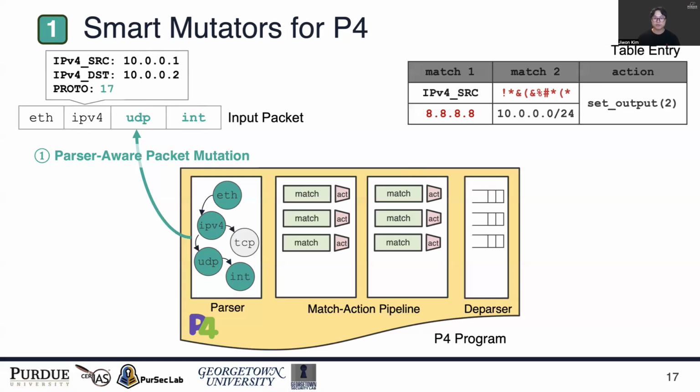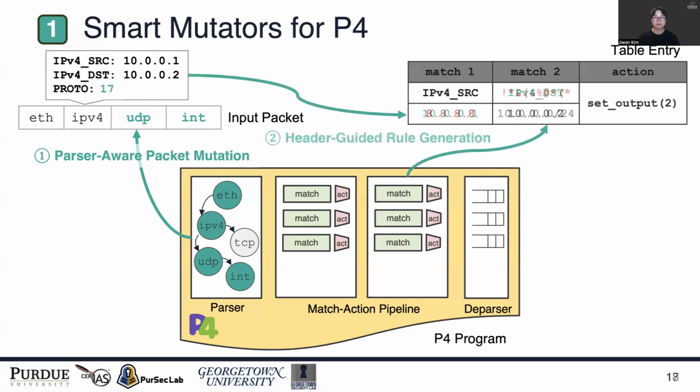For the table entry, we refer not only to the P4 program definition, but also to the given input packet headers. Therefore, we can guarantee that generated table entries are valid, with proper values for specific match fields and string match names. We call it header-guided rule generation.